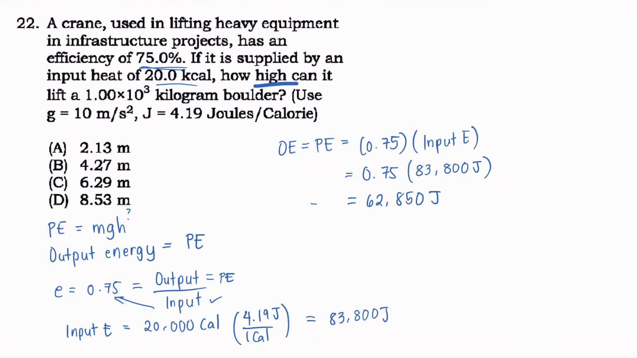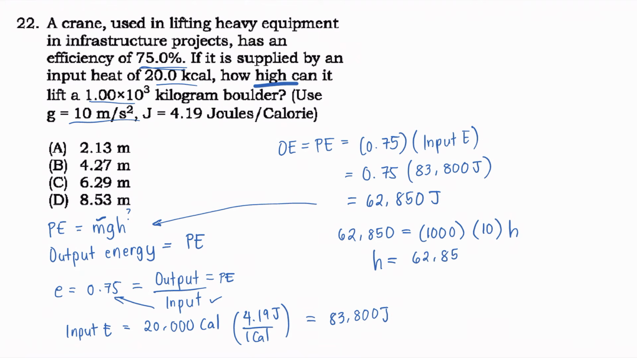joules. So, since meron na tayong potential energy, pwede na natin siyang i-substitute dito sa formula. So, 62,850 joules is equal to, yung mass given tayo niyan na 1,000 kilogram, 1,000 times yung gravity na 10 times yung hinahanap na height. Height is equal to 62,850 over 1,000 times 10, 10,000. So, yung height is equal to 6.285 meter.